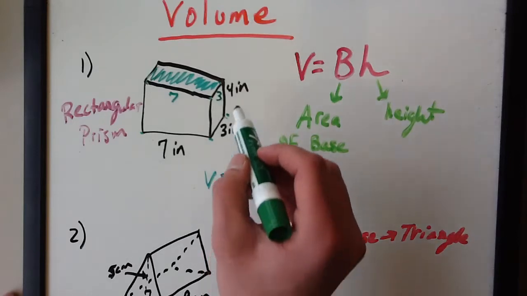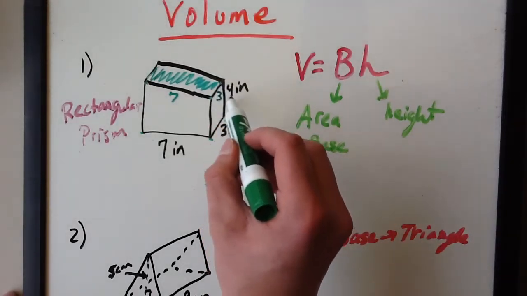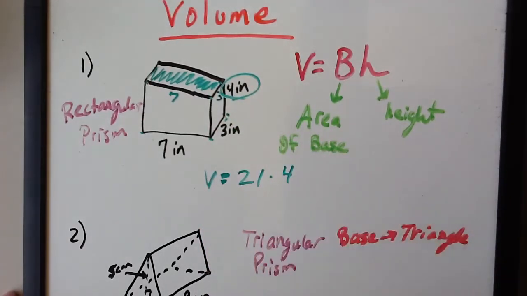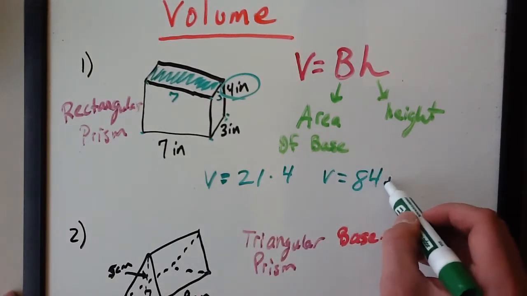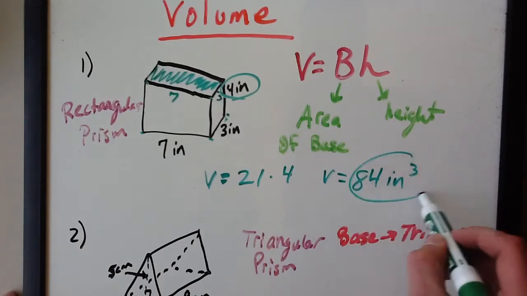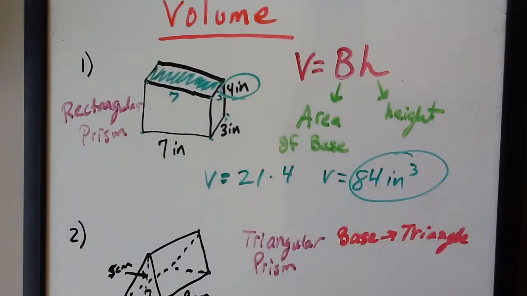The height here is how tall this prism is. How tall is it? Well, it's 4 inches tall. So 21 times 4, the volume equals 84 cubic inches, right? Because volume is in cubic measurement.